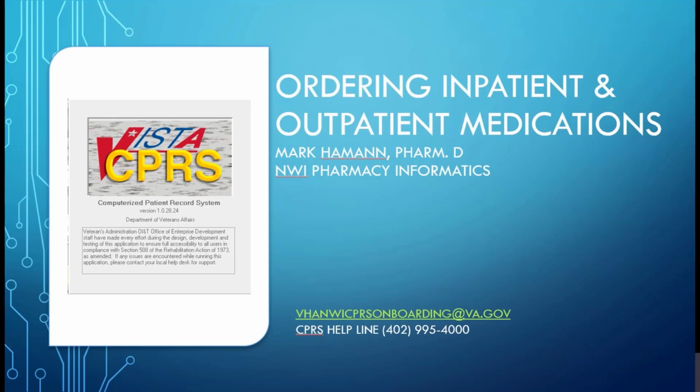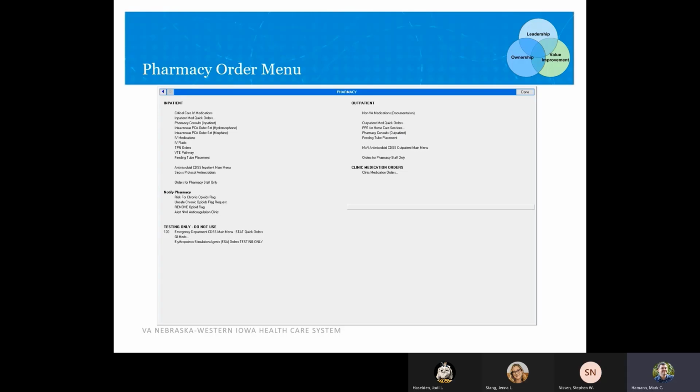Ordering inpatient and outpatient medications. So this is just an example of an order screen that you'll see in the Omaha pharmacy or through the Omaha master menu, I should say. Notice the headings. When you click on pharmacy, you have inpatient medications, outpatient medications, and also a heading called the clinic medication orders, which we'll talk about in a few slides here.